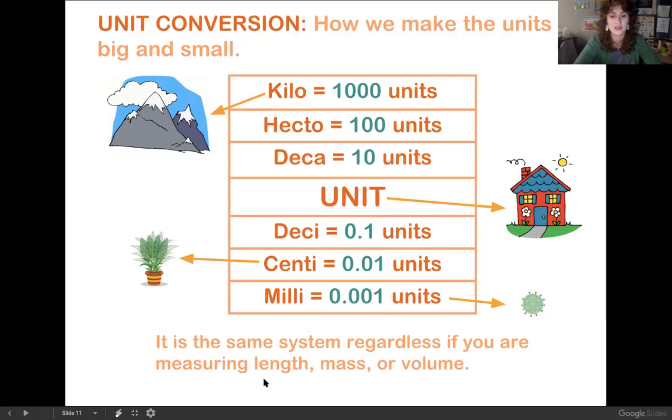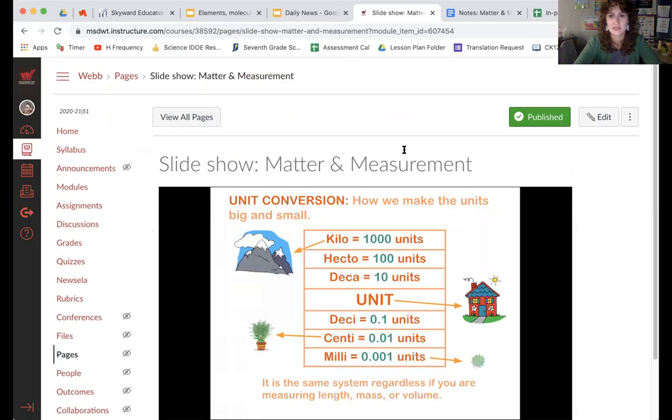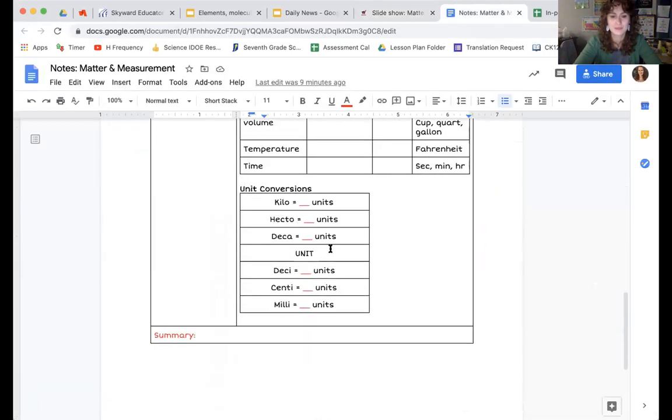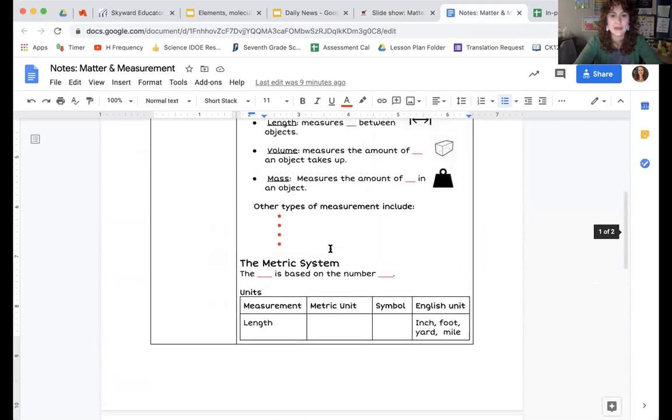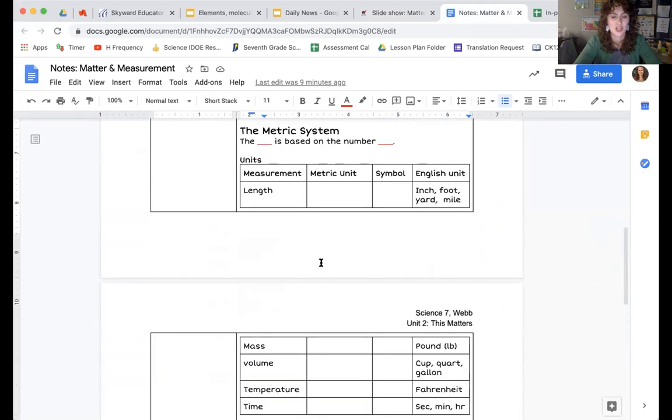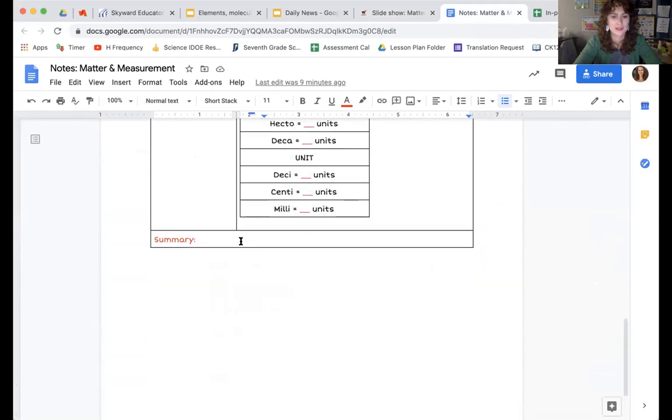All right, so that ends our notes for this module. I'm just going to shrink this. You should have the notes filled up all the way down to the bottom. And you can write a summary explaining in your own words, how do we describe and measure matter? So we covered properties and ways that we measure. So tell me something you learned about it in one sentence in the summary.